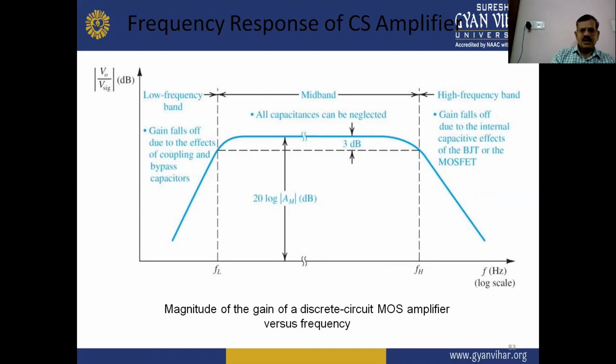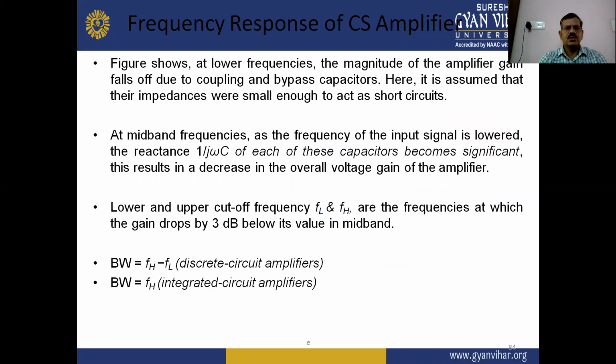FL is the low frequency and FH is the high frequency here. The difference FH minus FL is the bandwidth of this frequency response of the CS amplifier. The figures show that at low frequency, the magnitude of the amplifier gain falls off due to coupling and bypass capacitors. Here it is assumed that their impedance is small enough to act as short circuits.